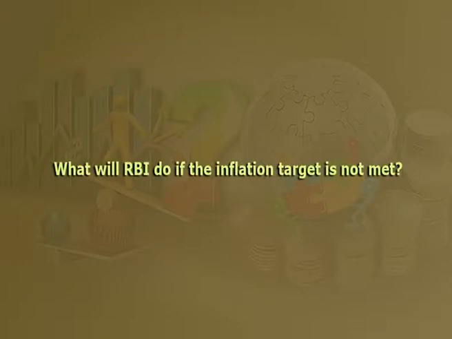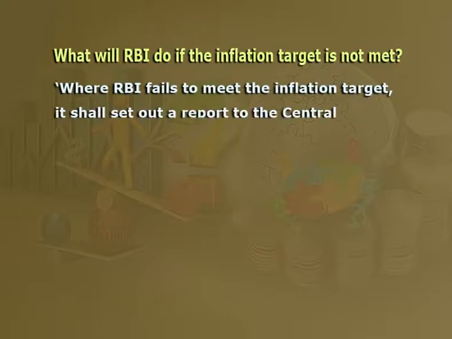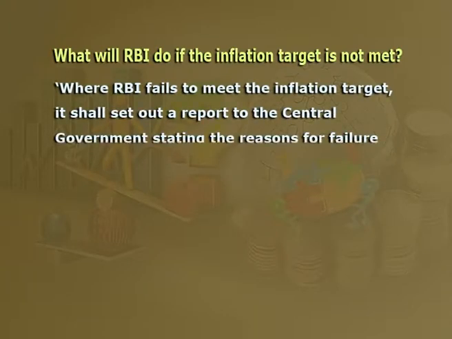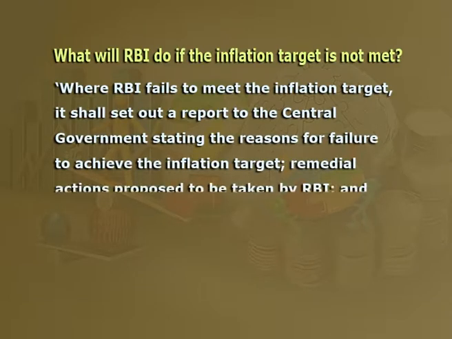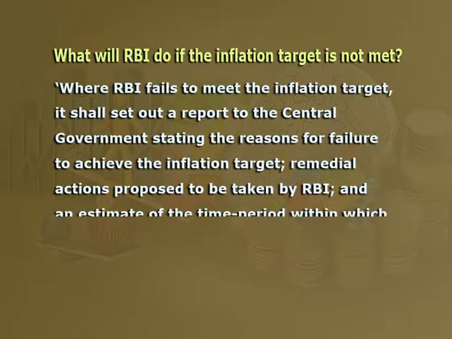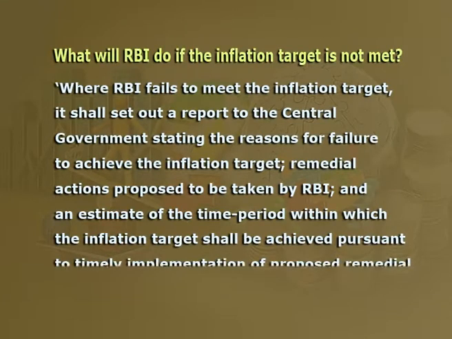Now let us look at what RBI will do if the inflation target is not met. The new notification also prescribes the procedure to be followed by the RBI if the target is missed. Where RBI fails to meet the inflation target, it shall send a report to the central government stating the reasons for failure to achieve the inflation target, remedial actions proposed to be taken by RBI, and an estimate of the time period within which the inflation target shall be achieved pursuant to timely implementation of the proposed remedial actions.